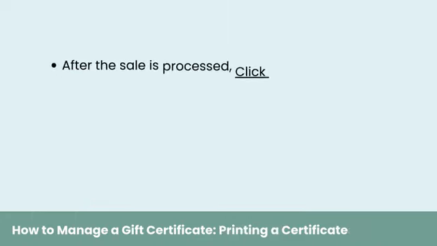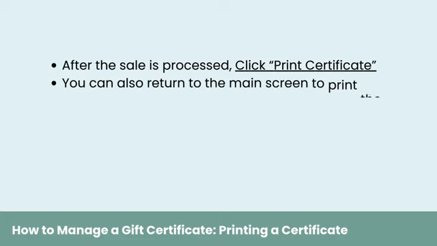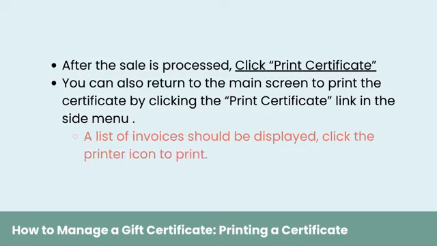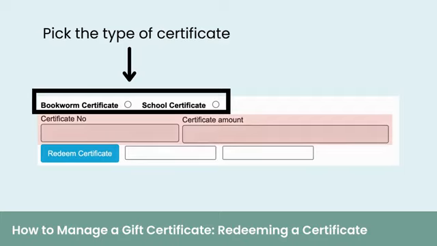Once the sale is processed, you can click Print Gift Certificate. If you missed it or need to print it again, you can find Print Gift Certificate in the main menu. When redeeming a gift certificate, you can find the payment option under Multi-Payment. Be sure to choose which certificate before entering the amount and certificate number.